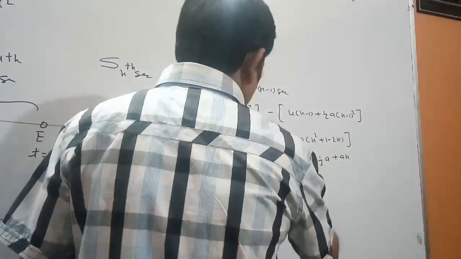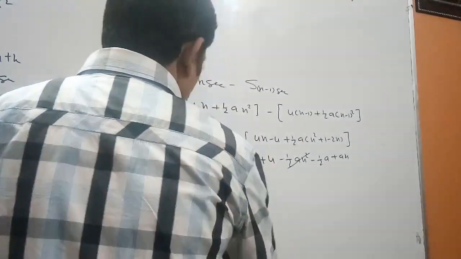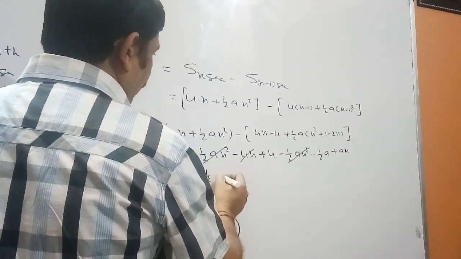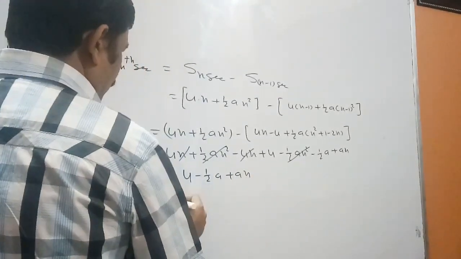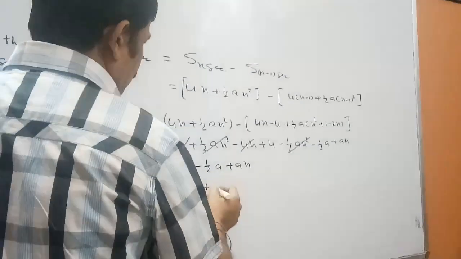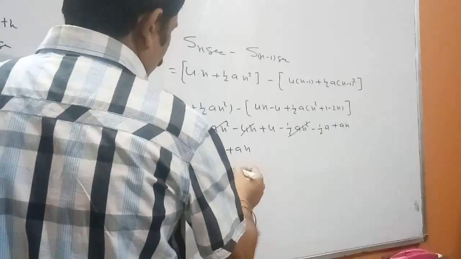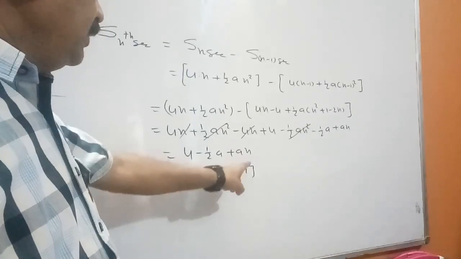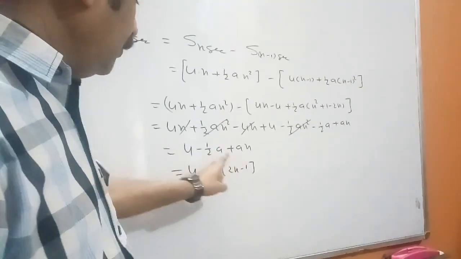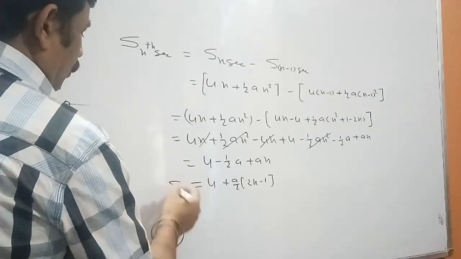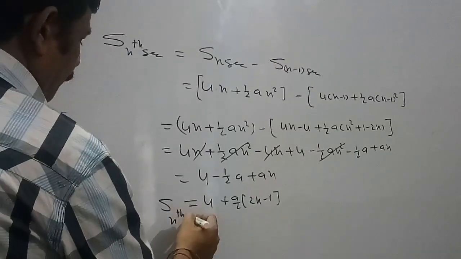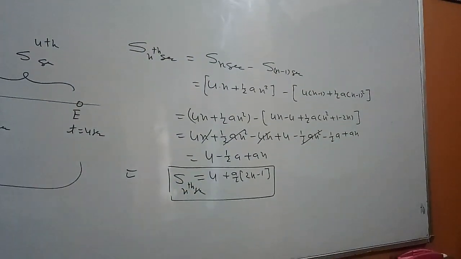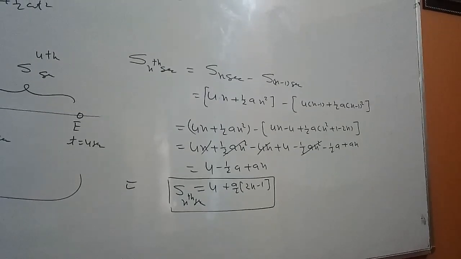Half an square will cancel out each other. Un and un will cancel out each other. You will get u minus half a plus an. That is u plus a by 2 into 2n minus 1. When you multiply this a by 2 by 2n, you get this term. When you multiply this a by 2 by minus 1, you get this term. So the distance travelled by the body in a particular second is calculated by this formula: u plus a by 2 into 2n minus 1.